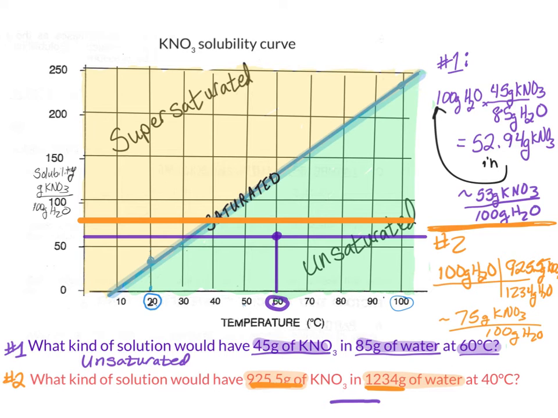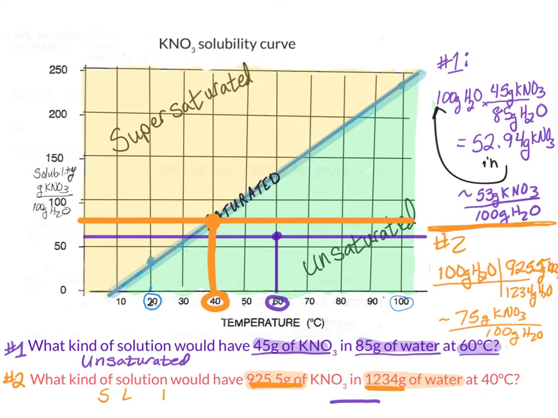And then, as we did before, we go to the 40-degree line. You rise up until you hit that line of 75 grams. And in this case, it appears to be right where the saturated point is, so that would be a saturated solution of KNO3. And next we're going to look to see what you would do if you were not given a graph. If you were just given some numbers that told you what the solubility is, how would you know if you have a saturated, unsaturated, or supersaturated solution?